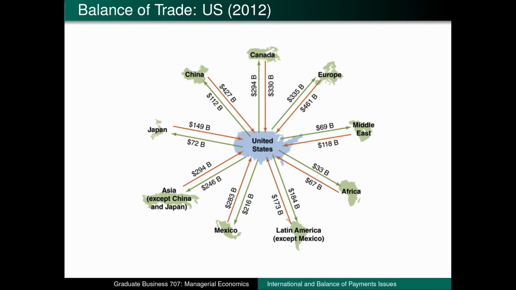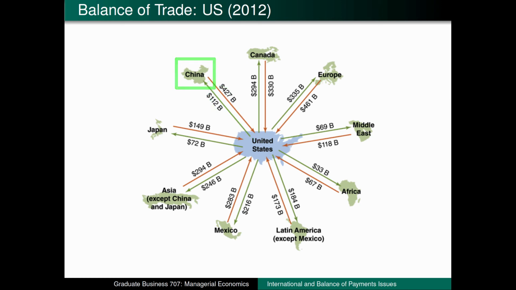This is a US-centric figure, so the red arrows depict the amount of imports from various regions of the world, whereas green arrows depict the amount of exports to these different trading partners. There are some interesting trends to notice here. First, we ran a huge trade deficit with China, since we imported $427 billion, but only exported $112 billion to them in 2012.